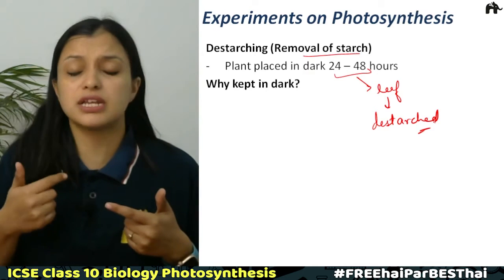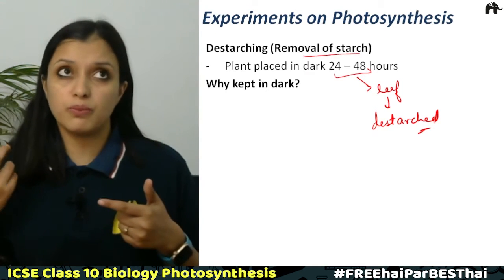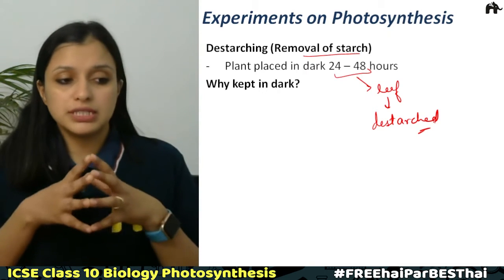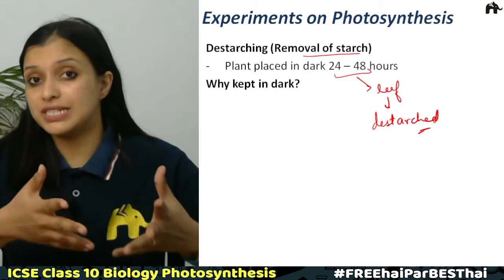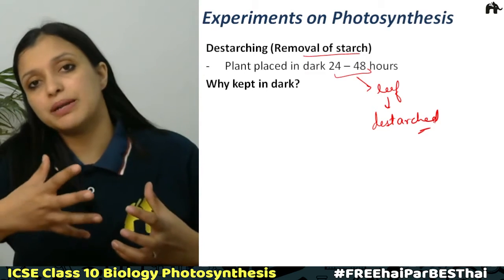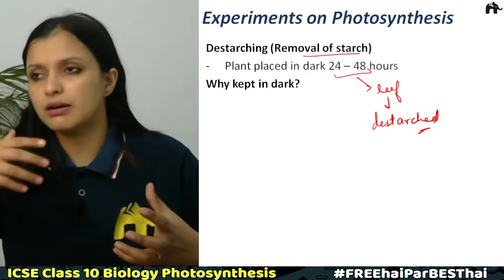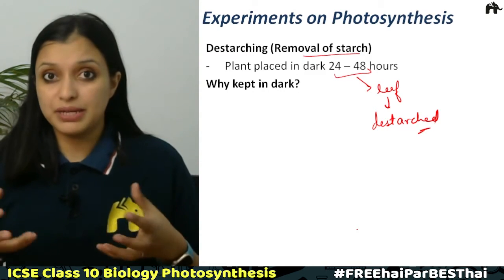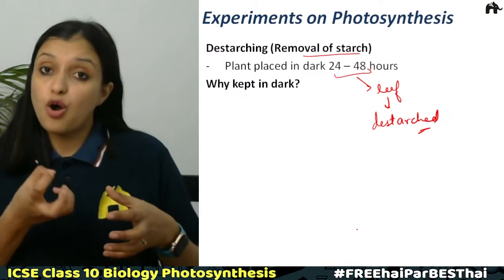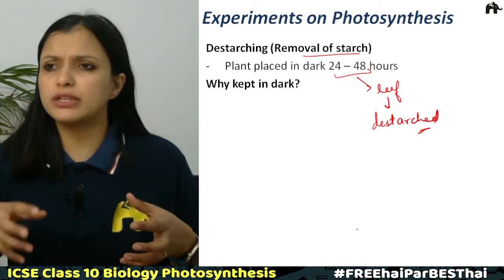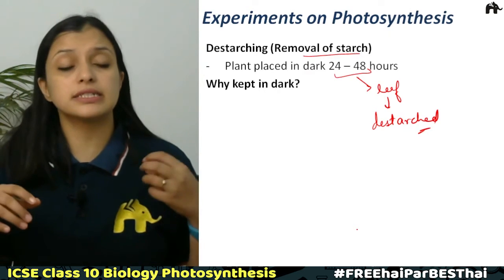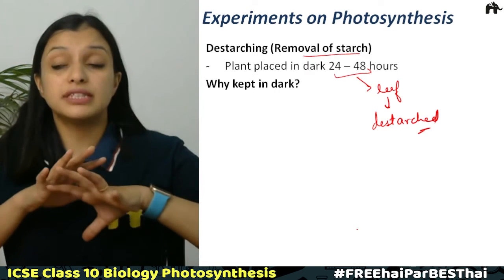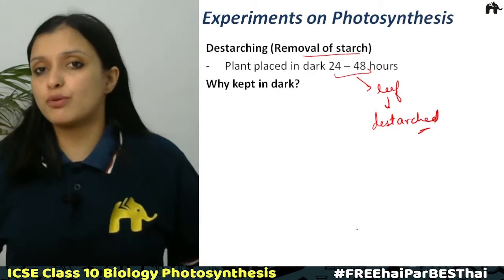So what is this de-starched leaf? One leaf that is free from starch. This is what we have to do before we start our experiment. So we have to keep our plant for 1 or 2 days in a dark room. Now the question that can be asked is, why keep it in the dark? So that all the starch that is stored in the leaves gets used up by the plant, and the plant becomes free from starch.